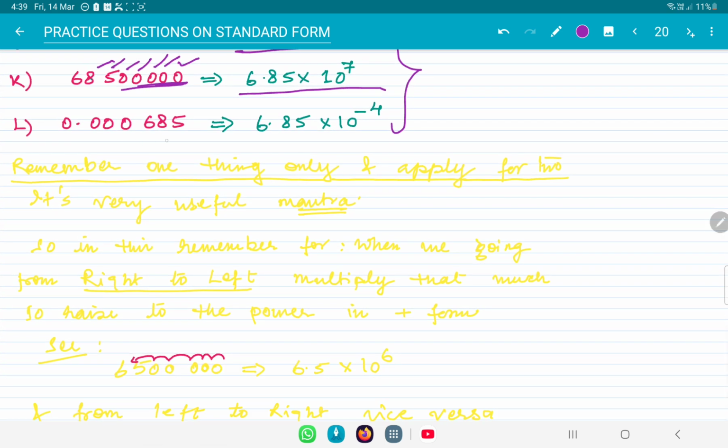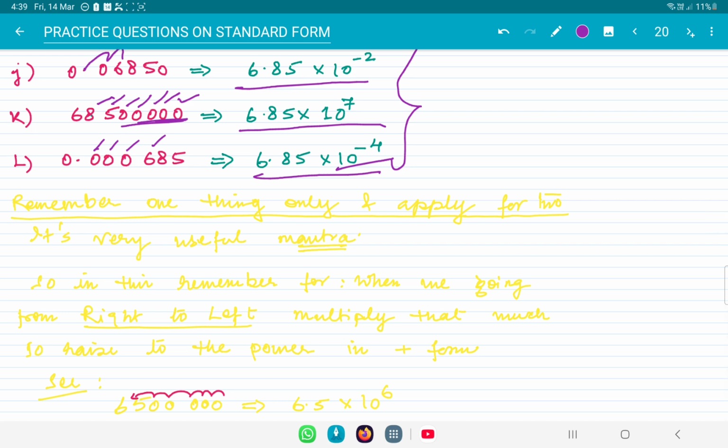Next question is another form of the same question. 0.000685. Move from left to right. 1, 2, 3 and 4. So the power of 10 will be negative. How many times? 4. So it will be minus 4. So the final answer will be 6.85 into 10 raised to the power minus 4.